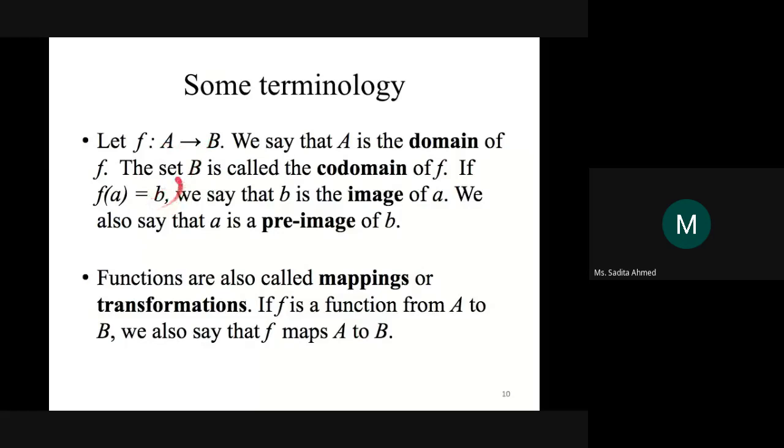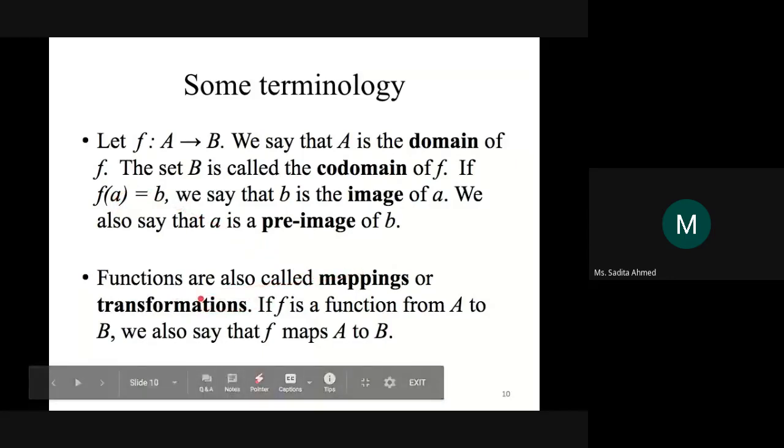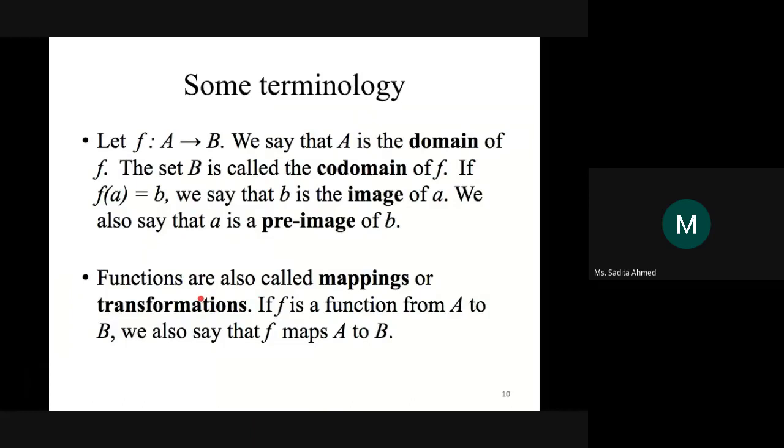Also, the result B is the image of A. Whatever value you have here, for that specific value, the result that you get is the image of that value for this function. And the input is the pre-image of the result. So when we say f(A) is equal to B, B is the image of A, and A is the pre-image of B. Functions are also termed as mappings and transformations, terms that I've already used. So we can say that f maps A to B, or f transforms A into B.